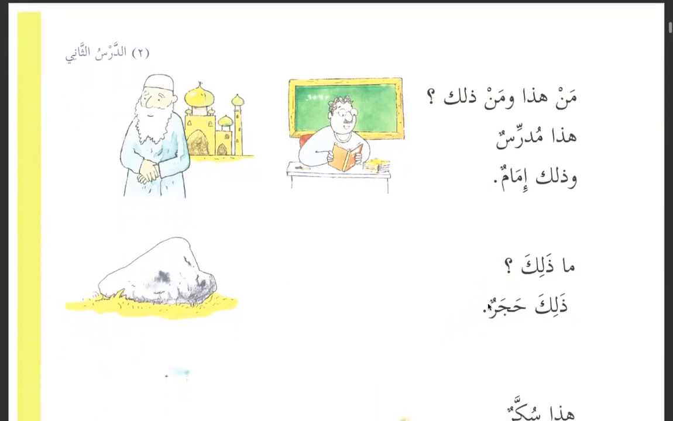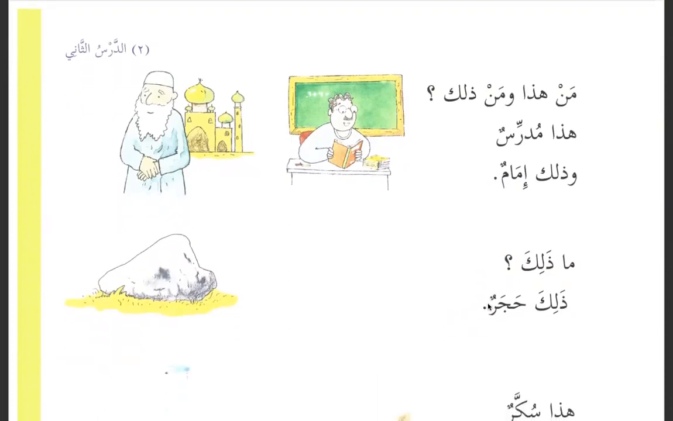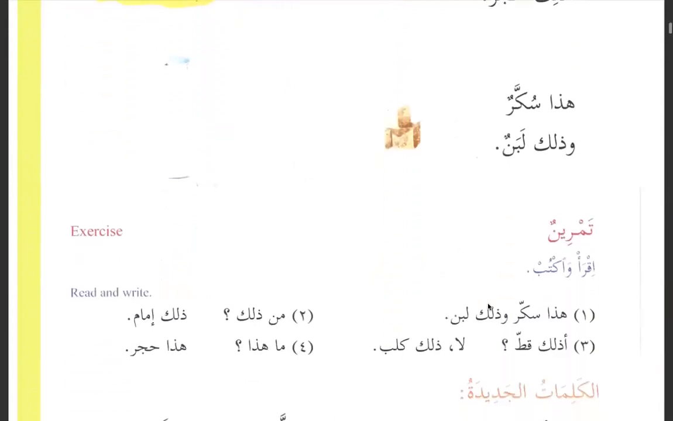هذا مدرس وذلك إمام. This is a teacher and that is an imam. ما ذلك؟ What is that? ذلك حجر. That is a stone. هذا سكر. This is sugar. وذلك لبن. And that is milk.